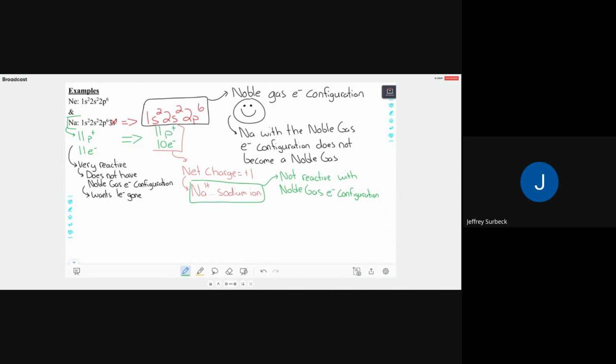Okay, so the final point that I want to make on this particular example is this. Well, how exactly did sodium obtain this noble gas electron configuration? It's going to find a way of losing that one valence electron that it needs to through a chemical reaction.